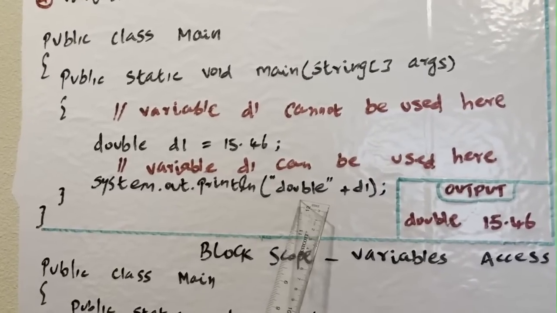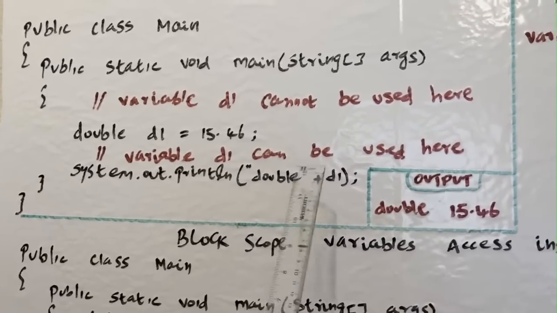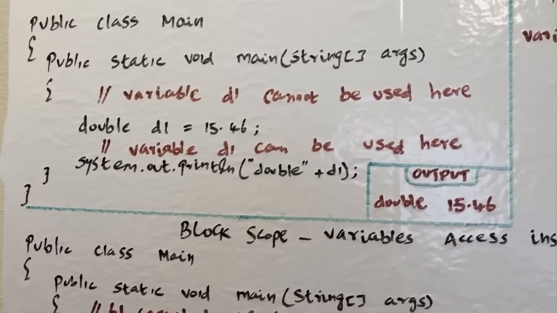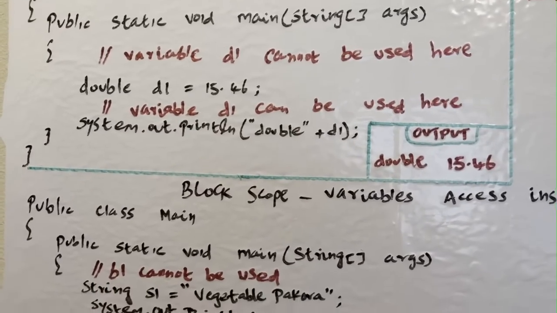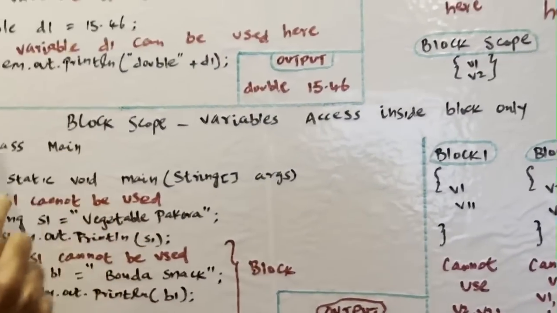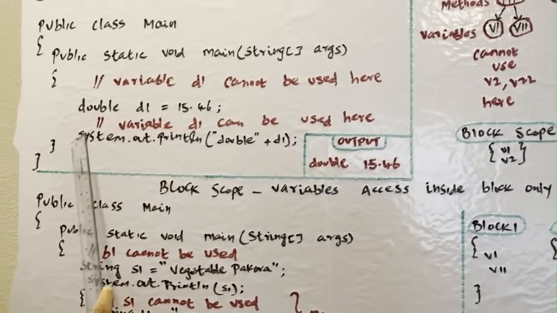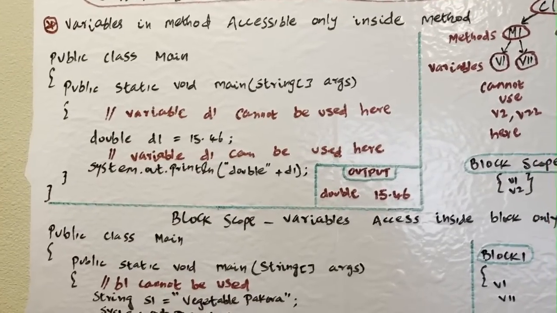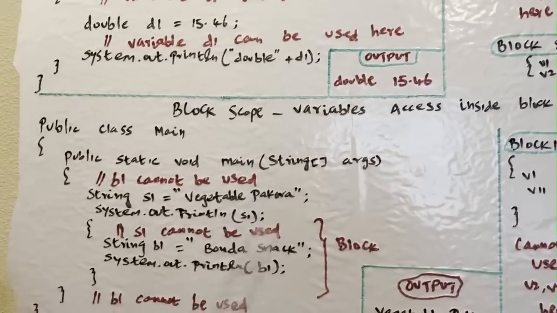So when I try to print it, double 15.46, it's happily displayed. Let's go into another example. For example, if I have another class here and then try to use d1 and print, it will give an error.